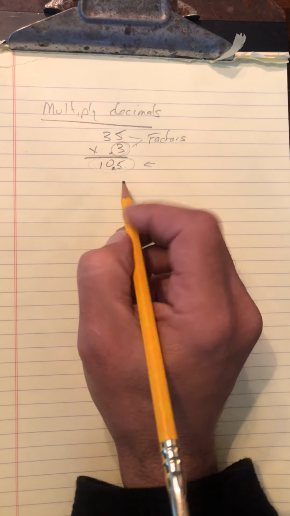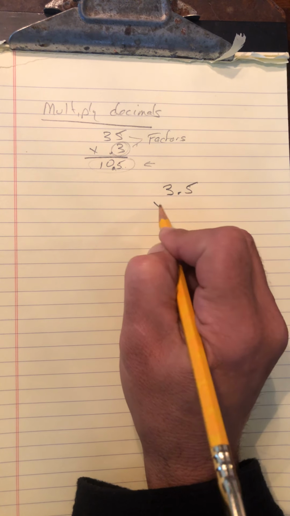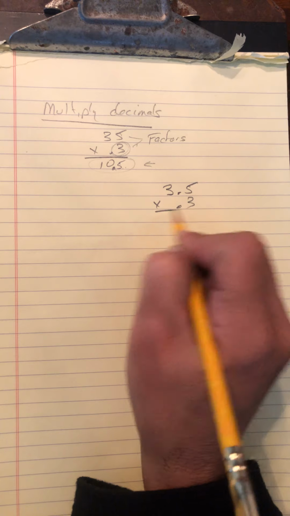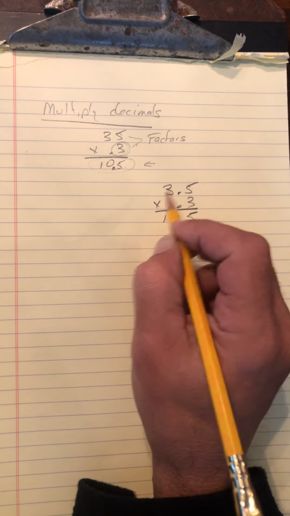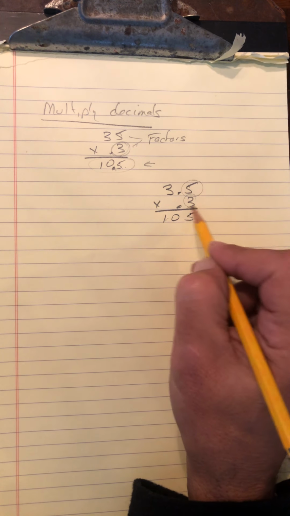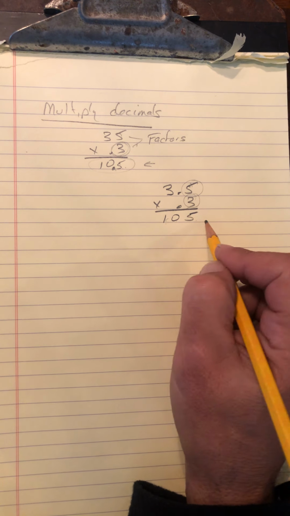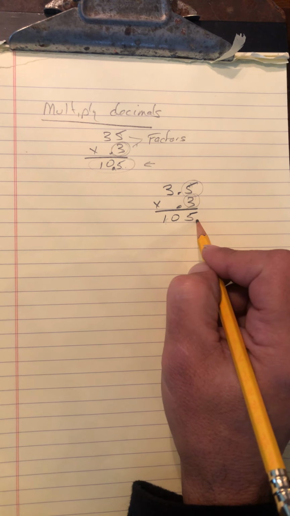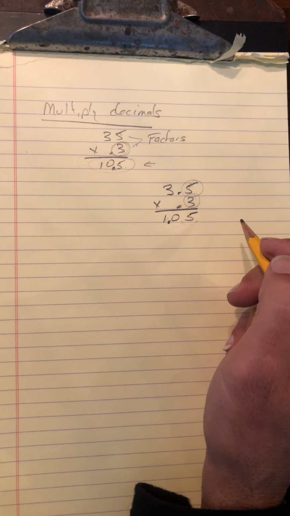Okay? If it was 3.5 times 0.3, when I multiply, I'm still going to get a 1, a 0, and a 5. But now, how many digits come after the decimal point? I've got 2 here, which means in my answer, I have to have 2 digits after the decimal point. So I start here, and my answer should be 1.05.